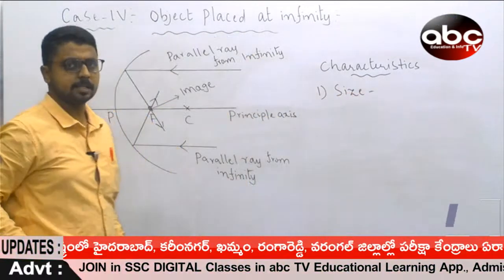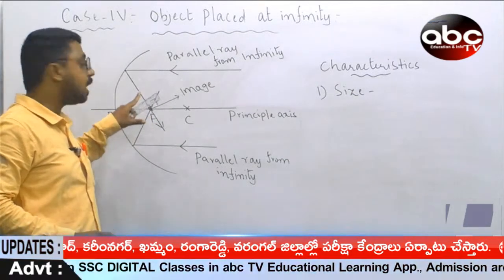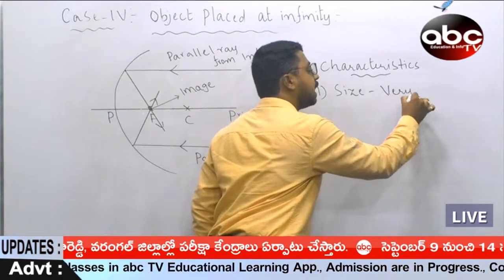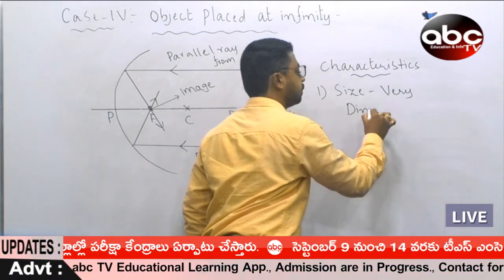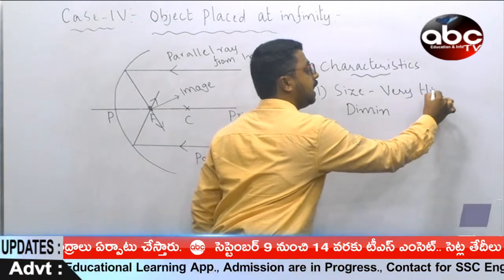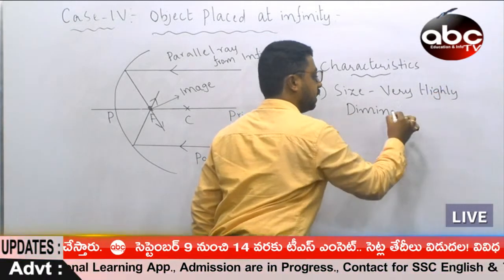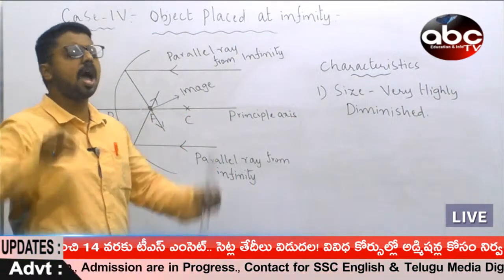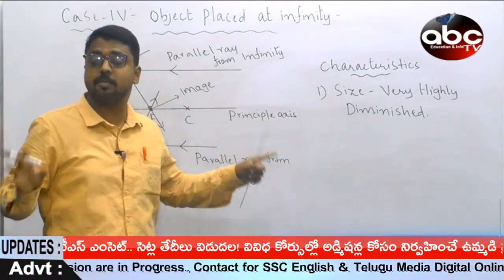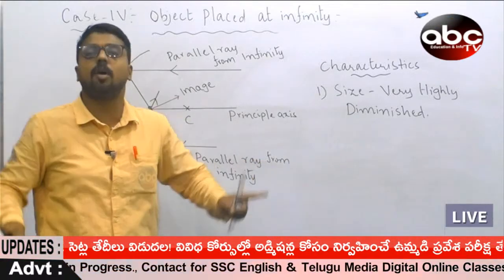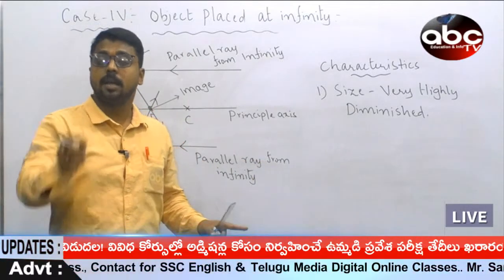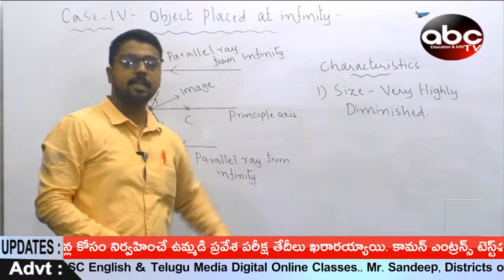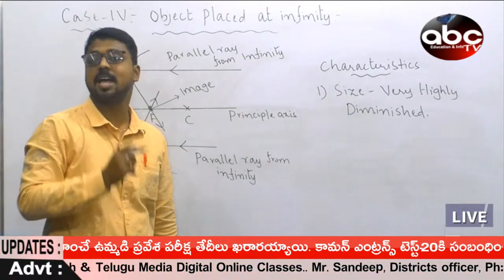Very simply, we can say the rays are converging on the focus. Therefore the image is very diminished, highly diminished. Diminished is a word that means very small, like a small sticker. That is the size.